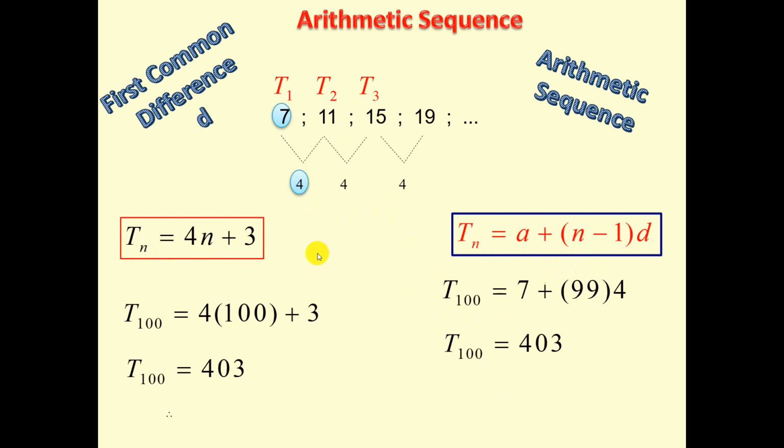So, just to conclude, if we have a common difference, our conclusion is an arithmetic sequence which allows us to use the formula Tn is equal to A plus n minus 1 all into D.